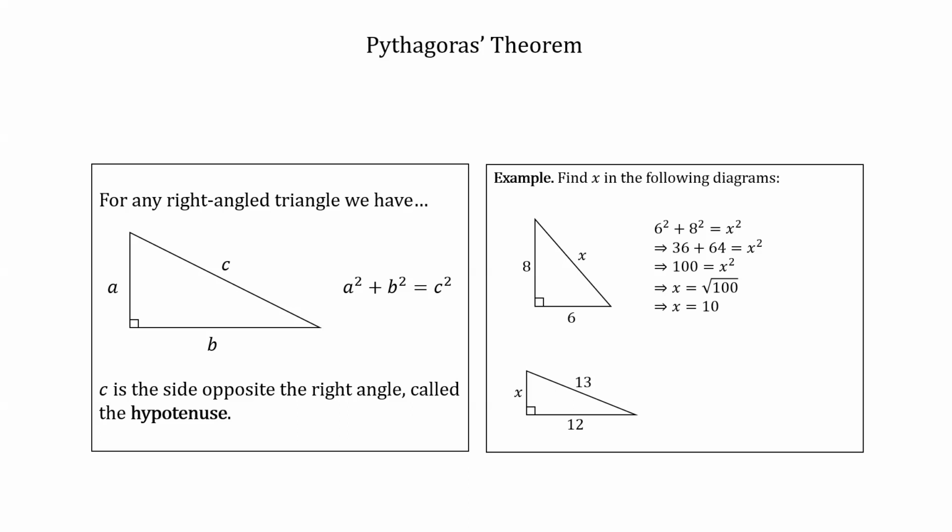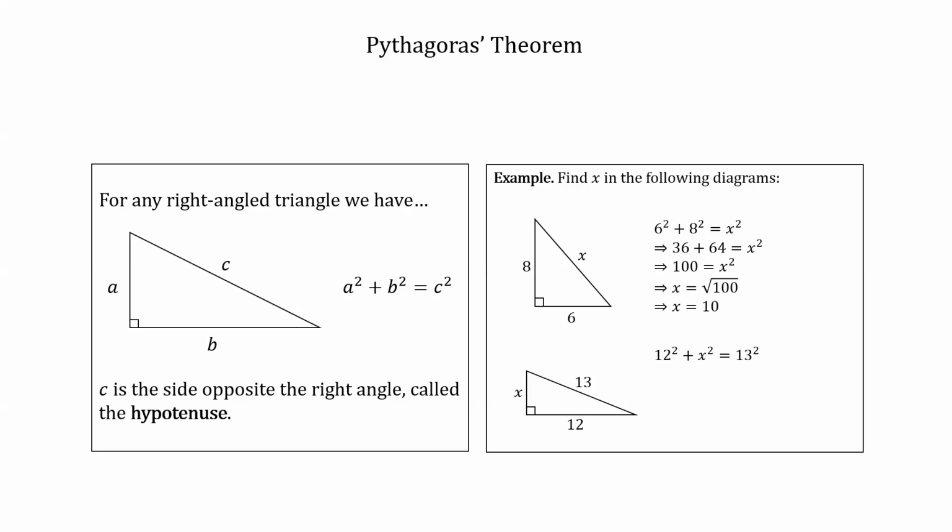So this time we're given one of the two shorter sides that make the right angle. We're given one of them is length 12, and then we're given the hypotenuse is length 13. So it's going to be slightly different. If we plug this in to our equation, what do we get? We get that 12 squared plus x squared, the value we're trying to find, equals 13 squared. So this is important to note. Sometimes you're given the hypotenuse and one of the other two lengths, and you have to make sure you plug them in the right way.